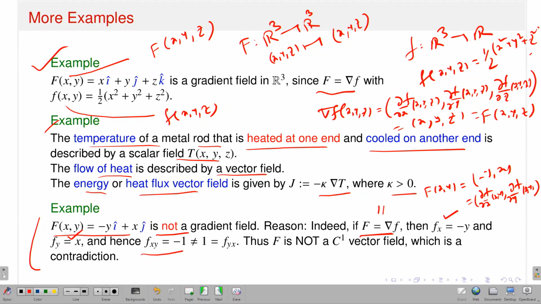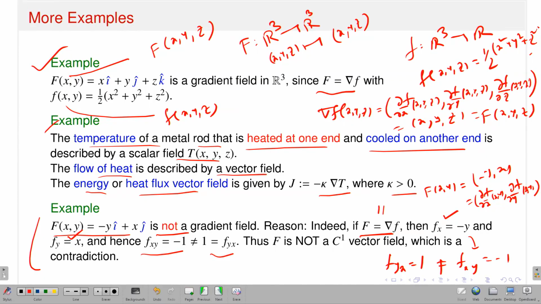f_xy will give you minus 1 and f_yx will give you 1, because f_x is equal to minus y. Now if I take the derivative with respect to y, that means if I take f_xy, first I am performing the derivative with respect to x and then y. So it will give you minus 1, and f_yx will give you 1, and this is not the same. Then why does it contradict?